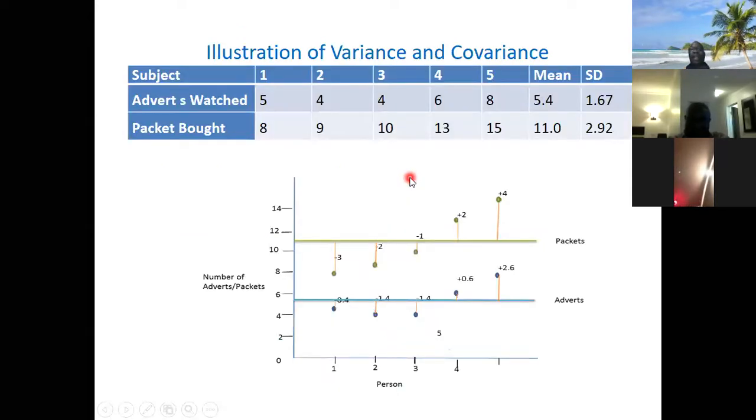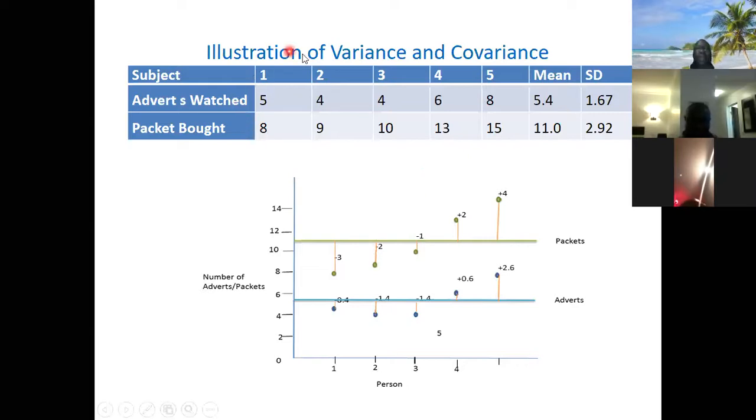Now, let's illustrate variance and covariance. This is an example I gave before also, but let's just quickly rush through it. This one is an example looking at variance and covariance. We have two variables here. The first one, variable X, is the number of adverts watched for a product. Maybe after the company manufactures a product, they try to advertise. Then the second one is the packets of the product bought.